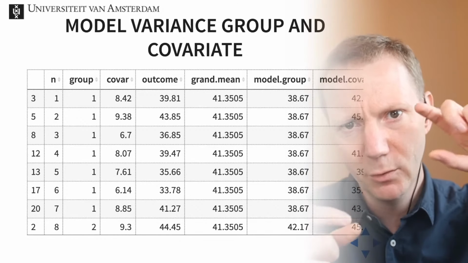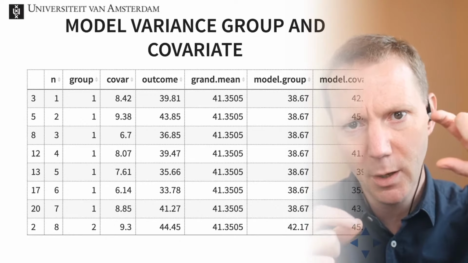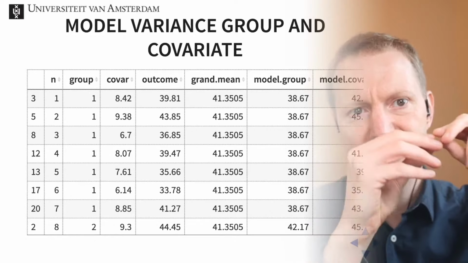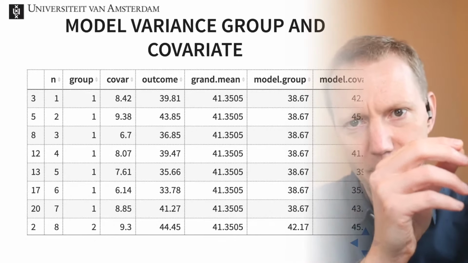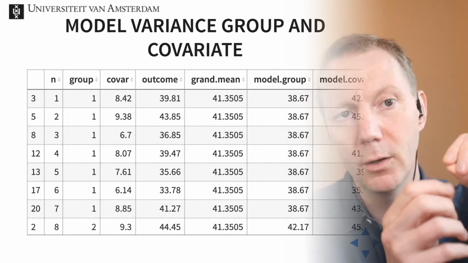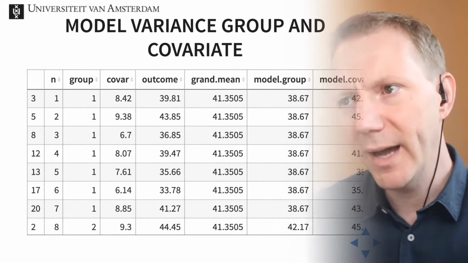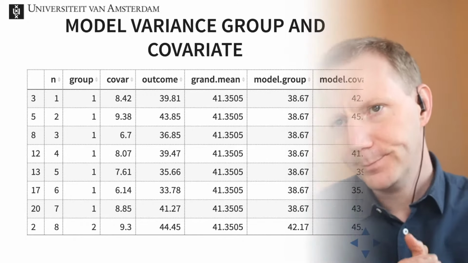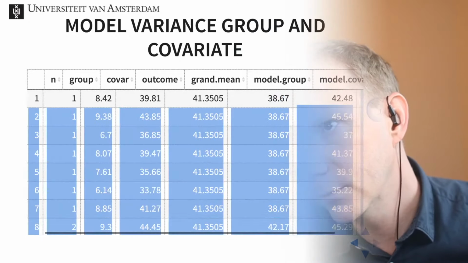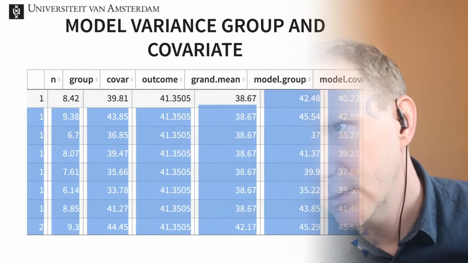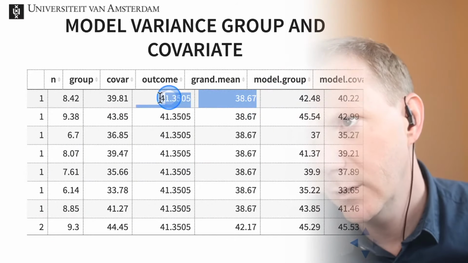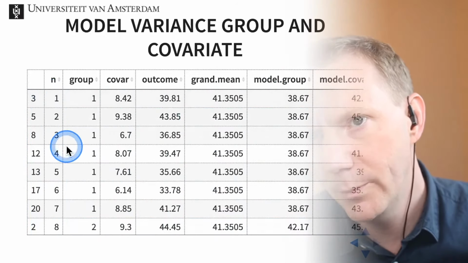Because it's a combination of the grouping variable, where you think that it's only the group mean that is the explained part, and you combine it with the continuous variable of the covariate, which can be different for each individual. So if you combine these two, you can have an expected value for each individual based on both.